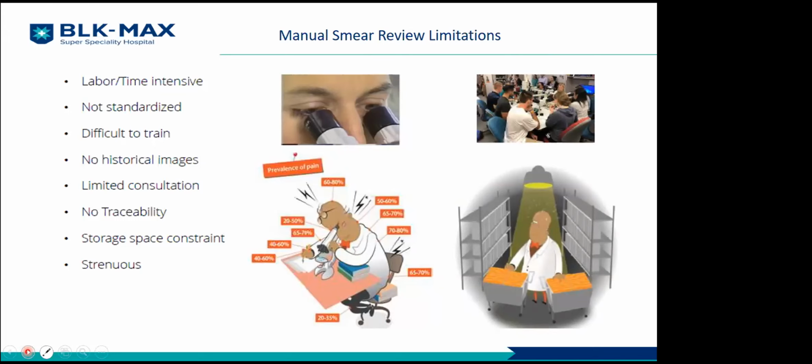And obviously, there are no historical images. Most of the time, I'm sure most of us, when we use smears in our laboratories, once we have gone through the smear review, we just drop it into a bin and let it go away. And obviously, there is no traceability, significant storage constraints, and strenuous activity, because you have to keep on doing manual labor.